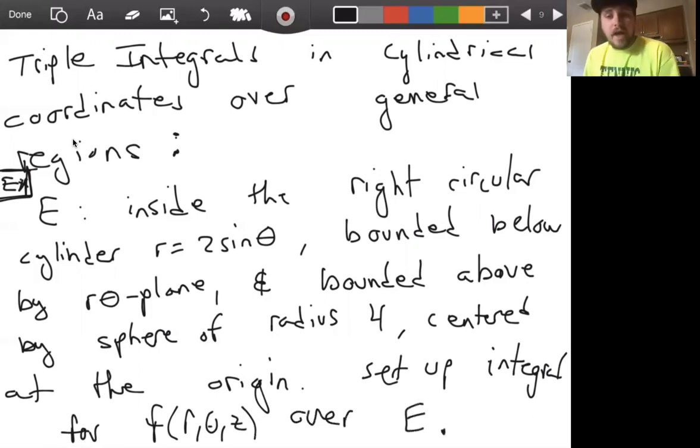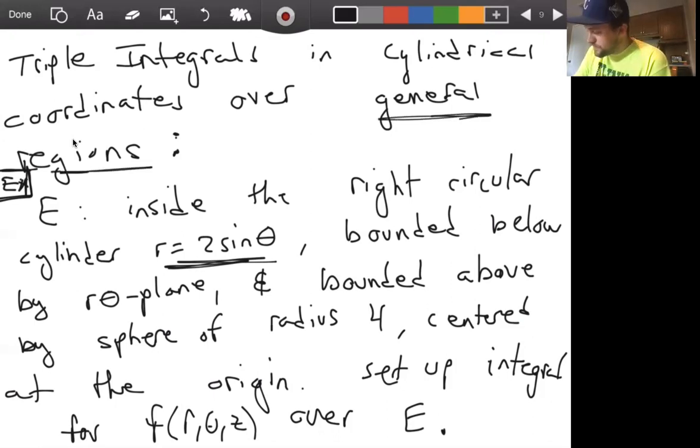Okay, and so here's our example. This is a pretty good example for cylindrical coordinates because it gives us an idea of how to observe what surfaces look like in cylindrical coordinates, or what surfaces are represented by what functions in cylindrical coordinates. And then it also gives us a good idea of how to set up an integral over a more generalized region and not necessarily a cylindrical box.